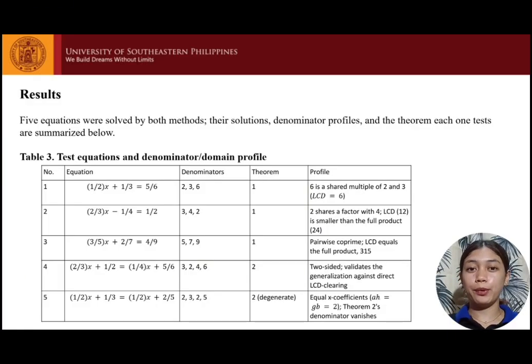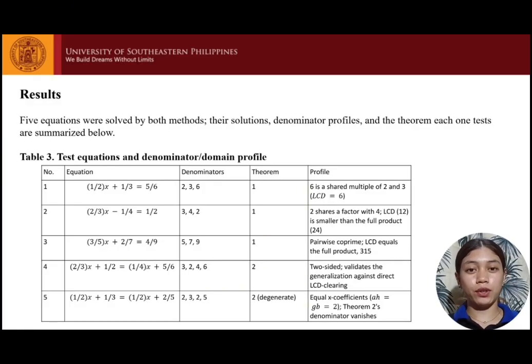Now that we've walked through how the SFCM algorithm was derived and proved, let's look at what happened when we actually put it to the test. We selected 5 equations, and we didn't pick them at random. Each one was chosen to probe a different region of the algorithm's domain. The first 3 equations are one-sided, and they test Theorem 1 under increasing denominator complexity. Equation 1 has denominators 2, 3, and 6, where 6 is simply a shared multiple of 2 and 3, so the LCD is easy to spot.